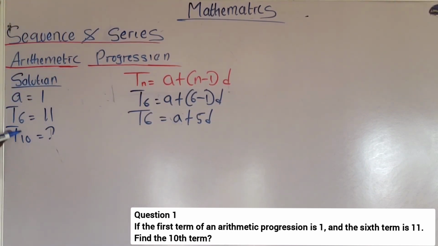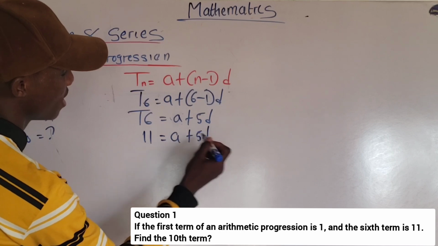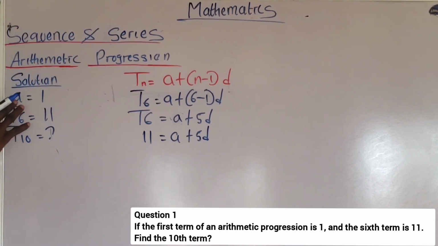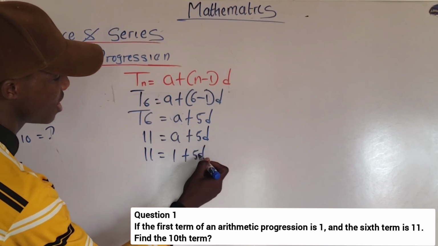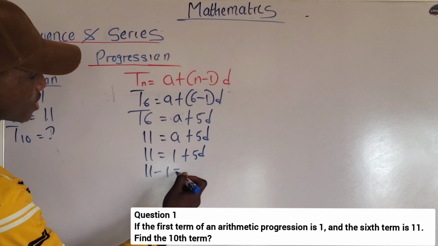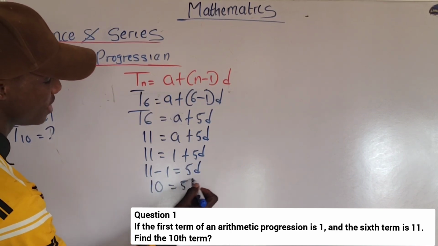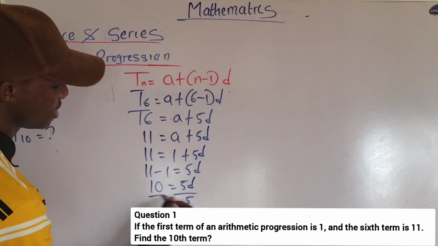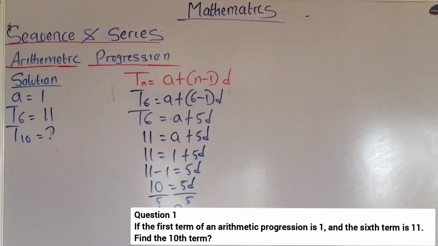Now, from the question, we've been given that the sixth term equals 11. So I'm going to have 11 equals A plus 5d. Now, from the question, we're given as well that A is 1. So I'm going to have 11 equals 1 plus 5d. The next step is that I'm going to collect like terms. Now I'm going to have 11 minus 1 equals 5d. So 10 equals 5d. Divide both sides by 5, d equals 2. So having gotten the value of d as 2, I can easily determine the 10th term.